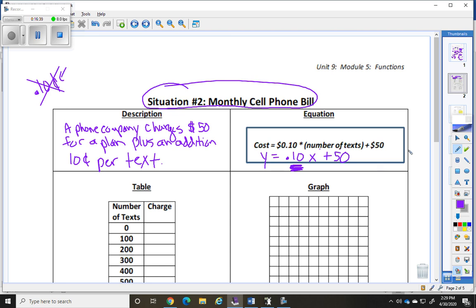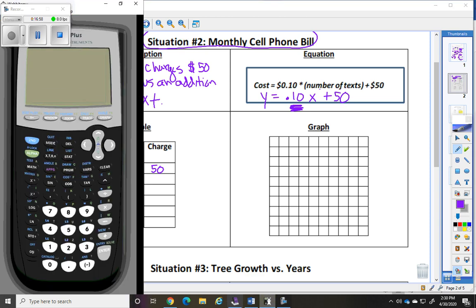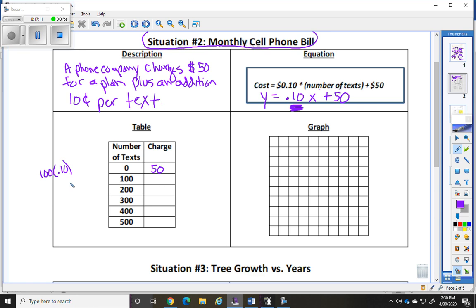Anyway, let's fill in our table. So if we have the plan but we don't send any text, we're spending $50. If we have a plan and we send 100 texts, so you have to figure out what is 100 times 0.10, and you'd be allowed to use a calculator if you needed to. I would hope that you knew what 100 times 0.10 was. Do you? Yes, hopefully you were right. It's $10. So if you're paying $50 and another $10, this is $60.